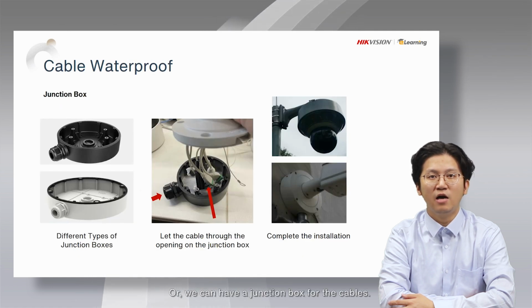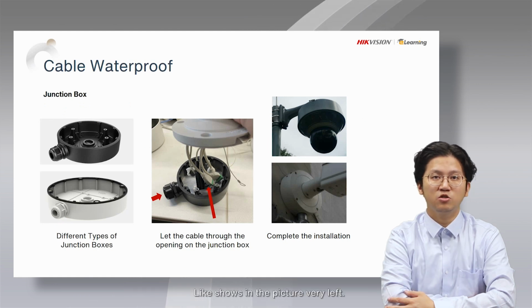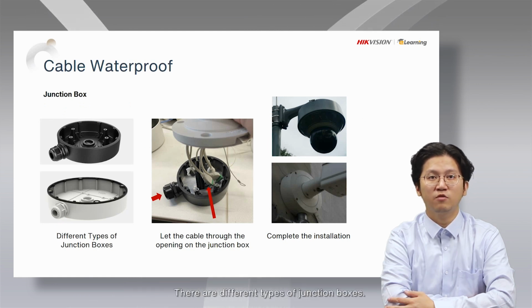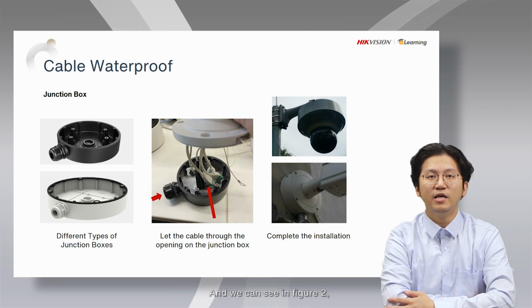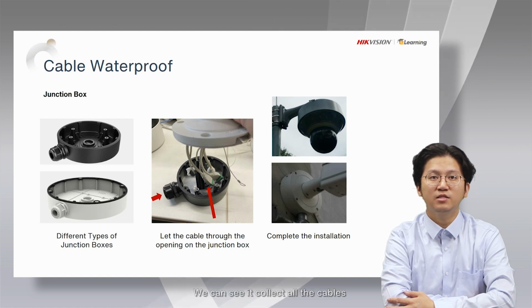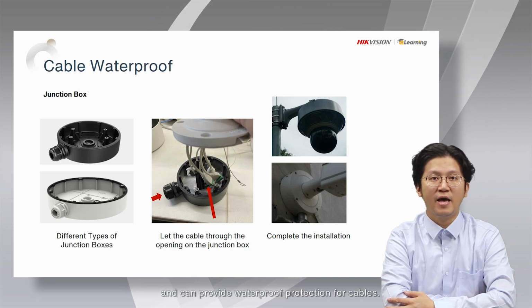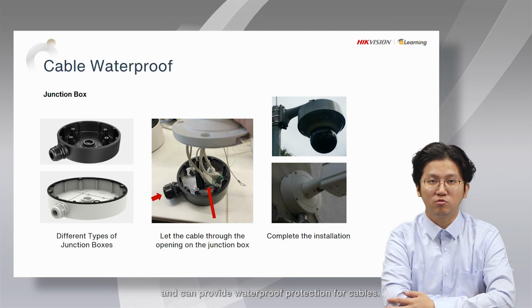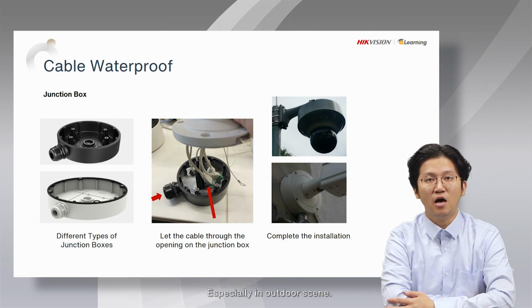Also, we can have a junction box for the cable. As shown in the picture on the very left, there are different types of junction boxes. And we can see in figure 2, there are 2 holes for the cables to get through. After we complete the installation, it looks like the figure on the right. We can see it collects all the cables and can provide waterproof protection for cables, right? Especially in the outdoor scene.